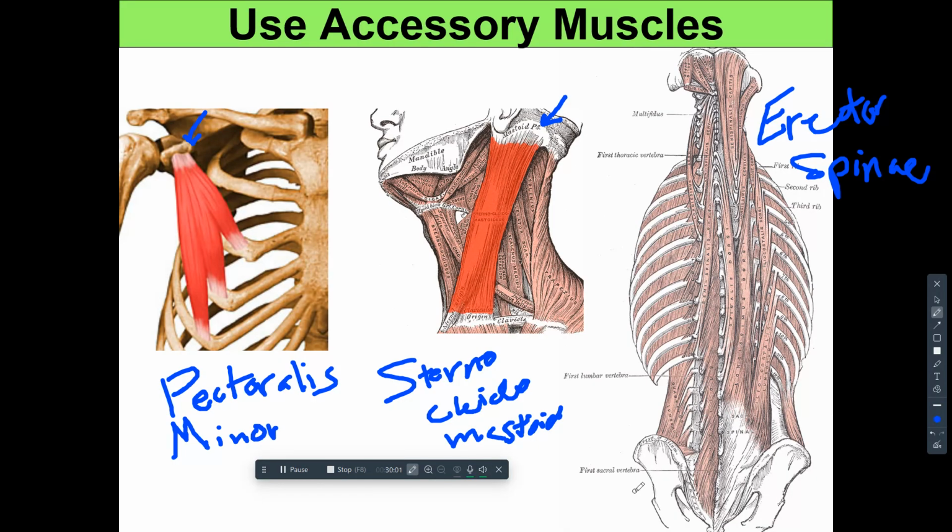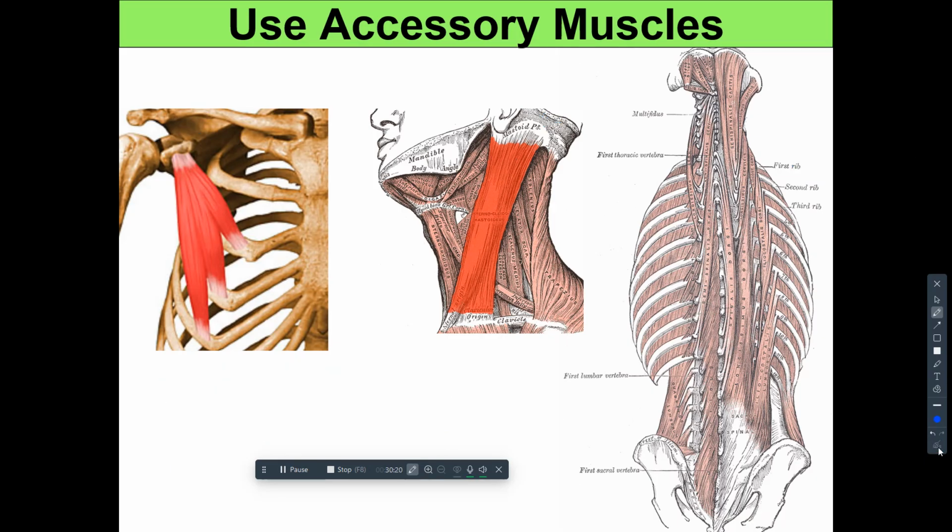So straightening your back out actually expands your chest, which expands your lungs, which lowers pressure. So if I bring these other muscles in, I can achieve a greater change in thoracic and lung volume, which means I can achieve a lower lung pressure, which means I can breathe in even more. All right. So that is forced inspiration.